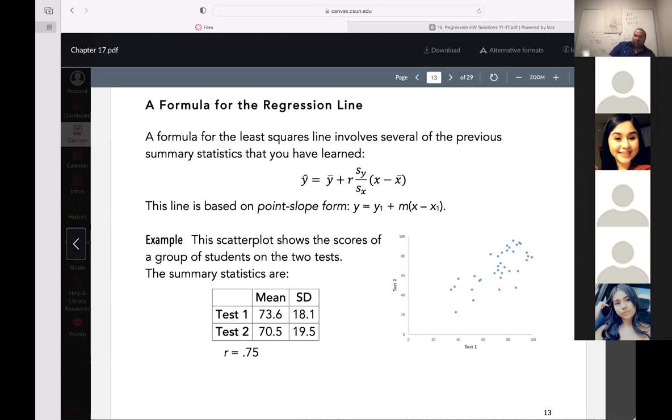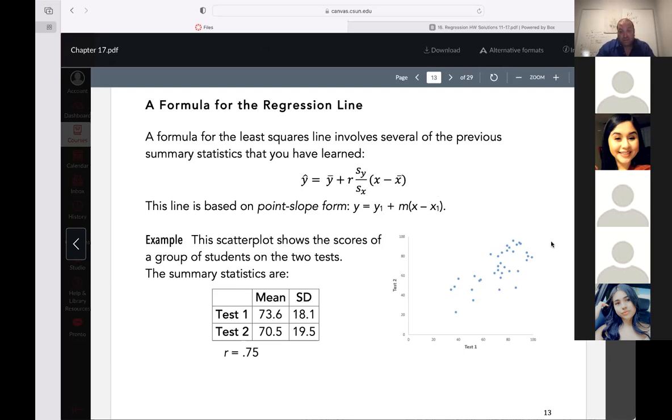And it seems very similar to the point slope form, Y equals Y1 plus M times X minus X1. A very, very similar form. In fact, it's exactly the same. The slope of the best fit line is R SY over SX. That's the M part. Where X bar, Y bar just happens to be some point on the line itself.